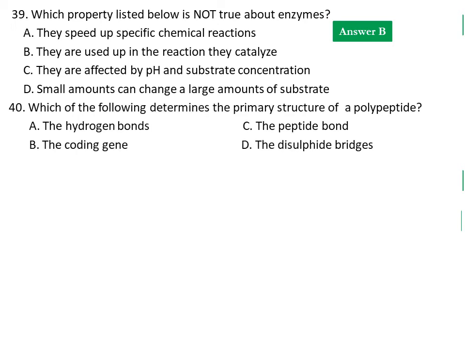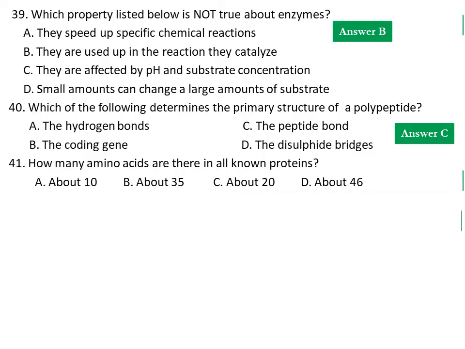Question number 40. Which of the following determines the primary structure of a polypeptide? A. Hydrogen bonds. B. The code of the gene. C. The peptide bond. D. The disulfide bridges. So the answer should be C. Peptide bond determines the primary structure of proteins or polypeptides.